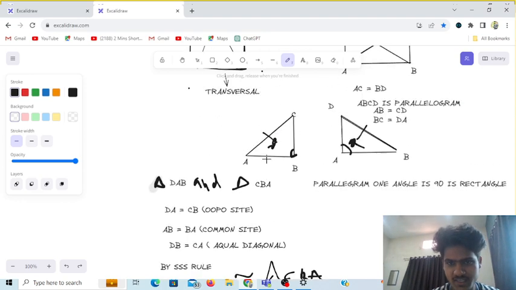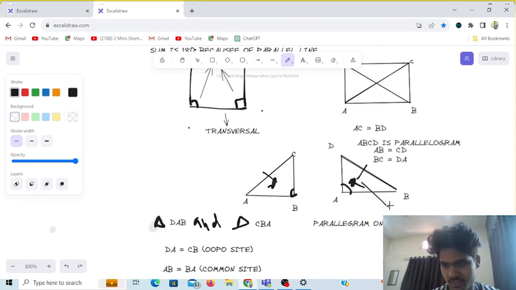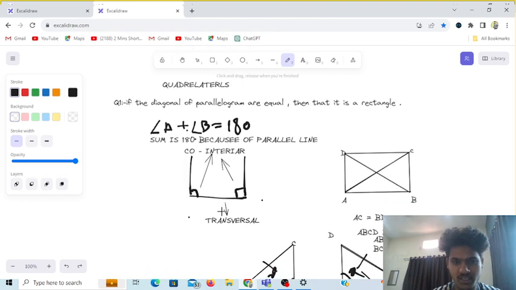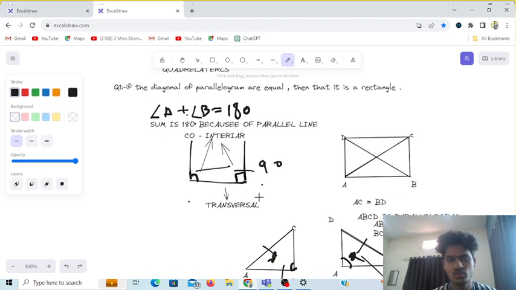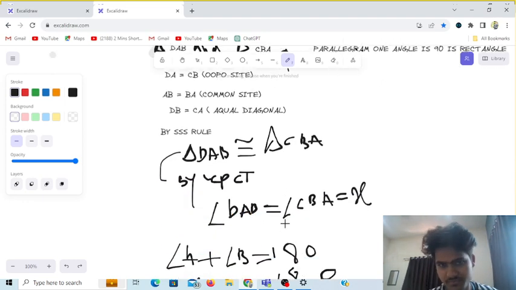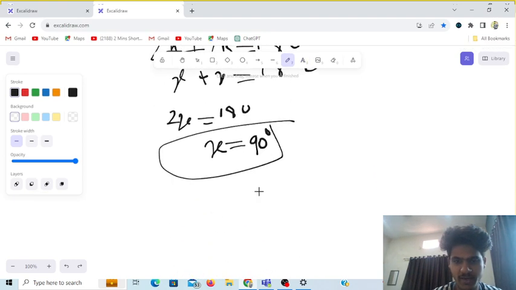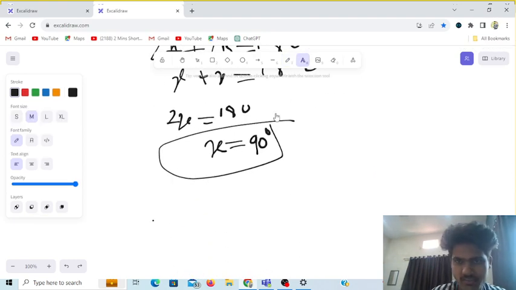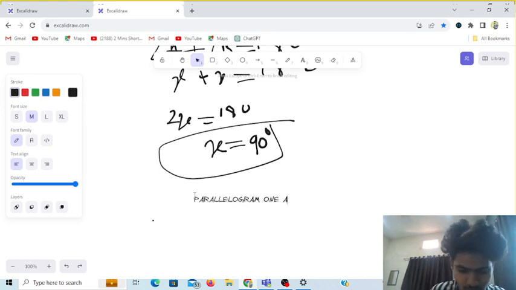So we can say that this angle is 90, and this angle is also 90. Finally we prove that this angle is 90 degrees and this is also 90 degrees. So as you know, we can see that a parallelogram with one angle 90 degrees is a rectangle.